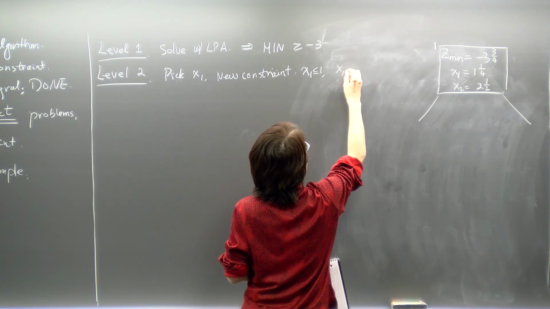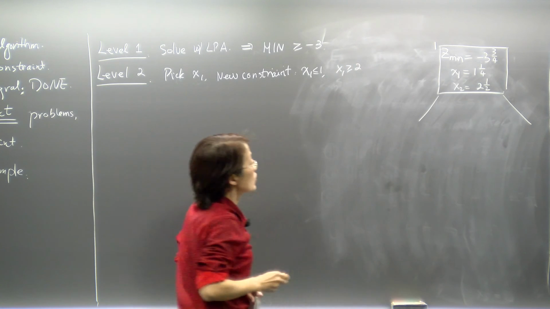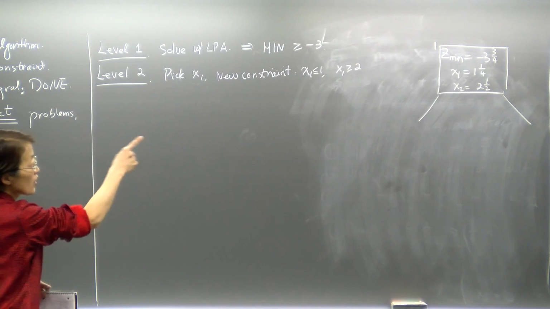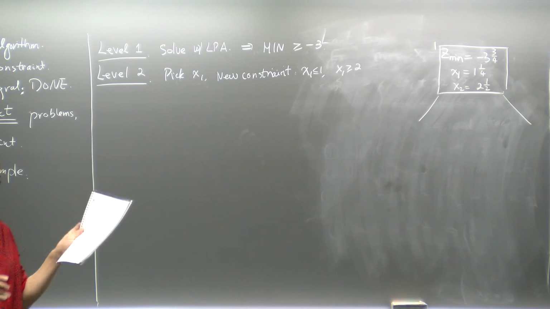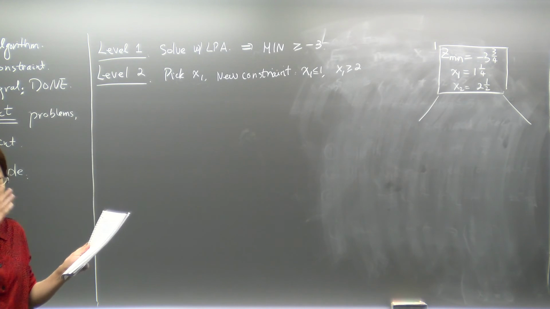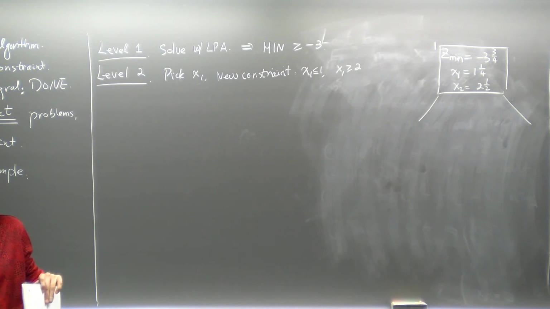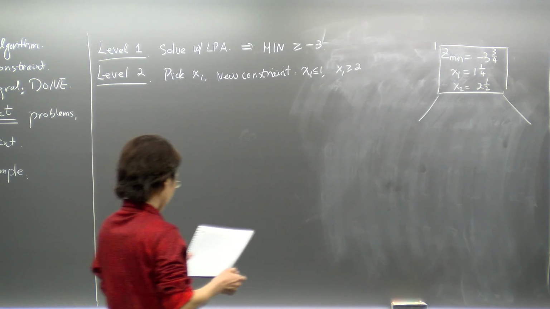The other will be x1 shall be bigger than 2, which will not include the x1 right there. One is on the left, one is on the right. That x1 is in the middle. It doesn't belong to any of these 2 new constraints. Is that clear? And then I form 2 problems.